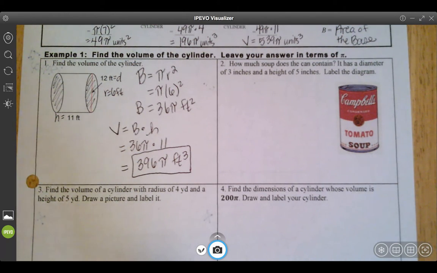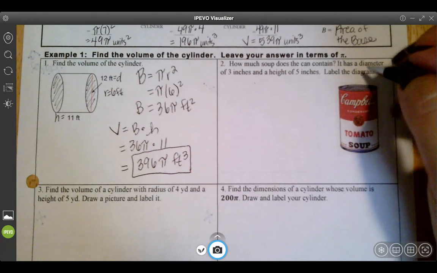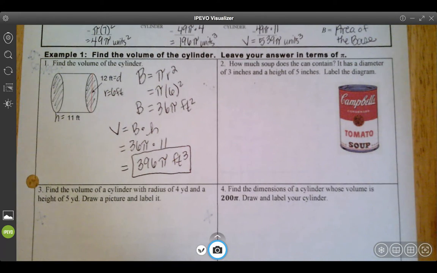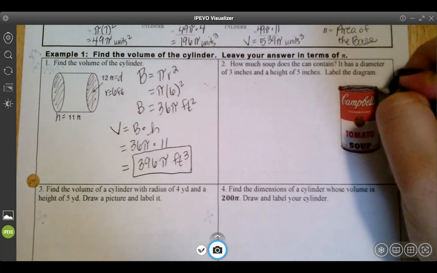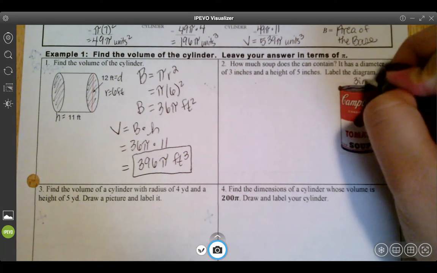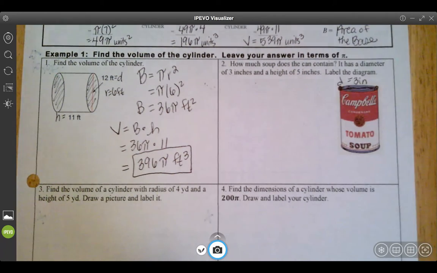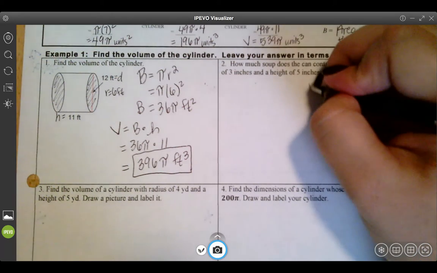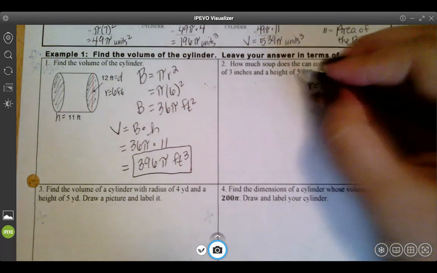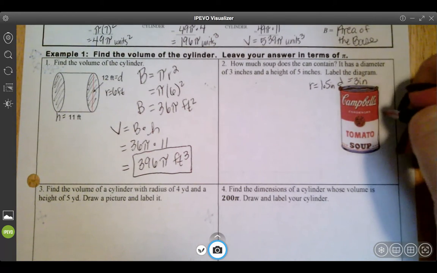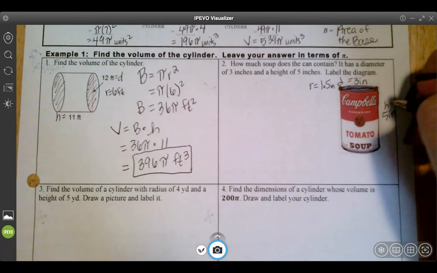For number 2, we're doing something very similar. We have a cylinder here. How much soup does the can contain? So we're looking for volume. It has a diameter all the way across of 3 inches. That's our diameter. Immediately, I know I'm going to need to find the radius. Half of 3 is 1.5 inches. It has a height of 5 inches.